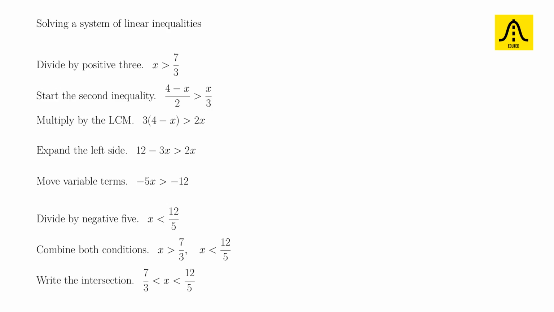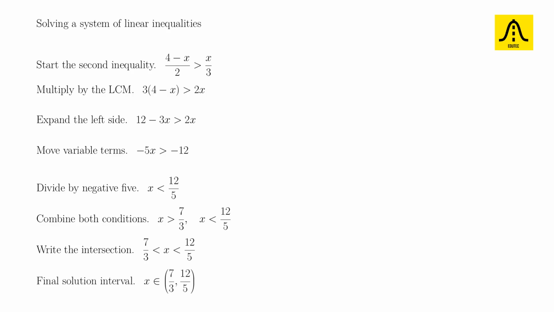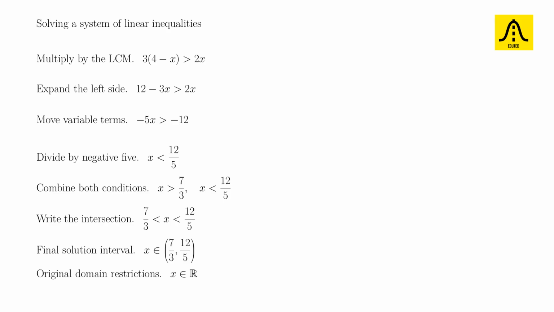So x lies strictly between the two boundary values. The final solution is this open interval, because both inequalities are strict. There are no extra domain restrictions, since every denominator in the original system is a non-zero constant.